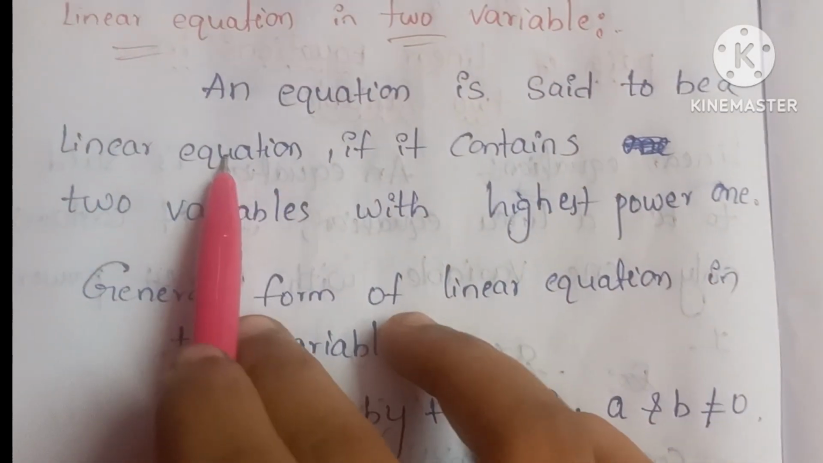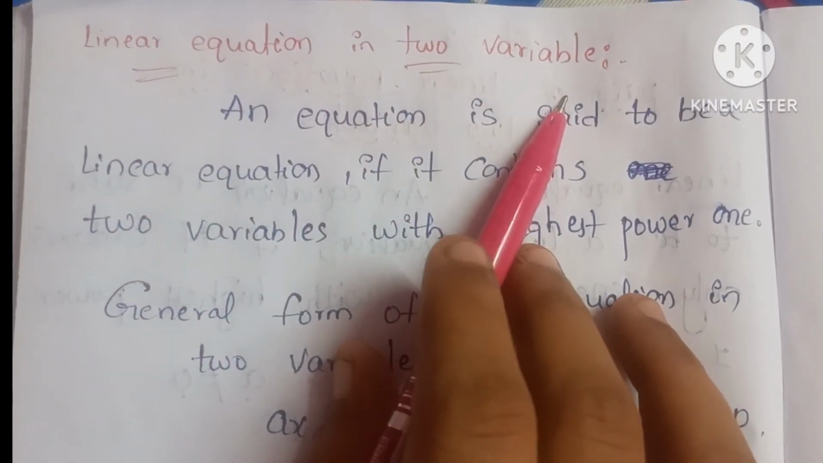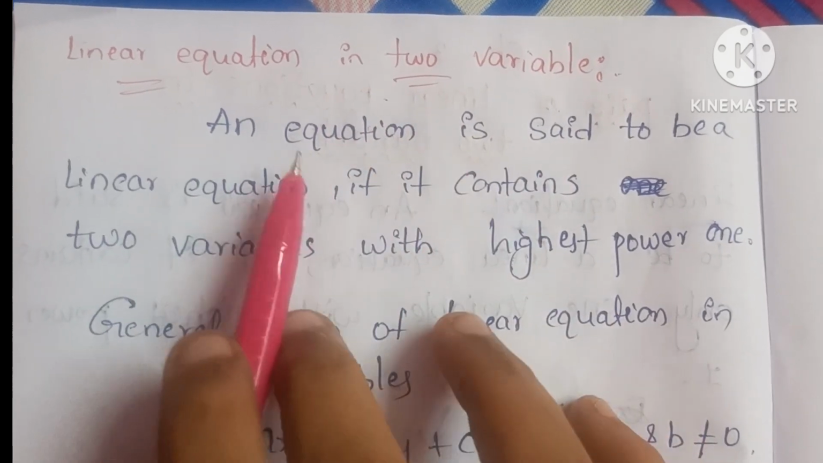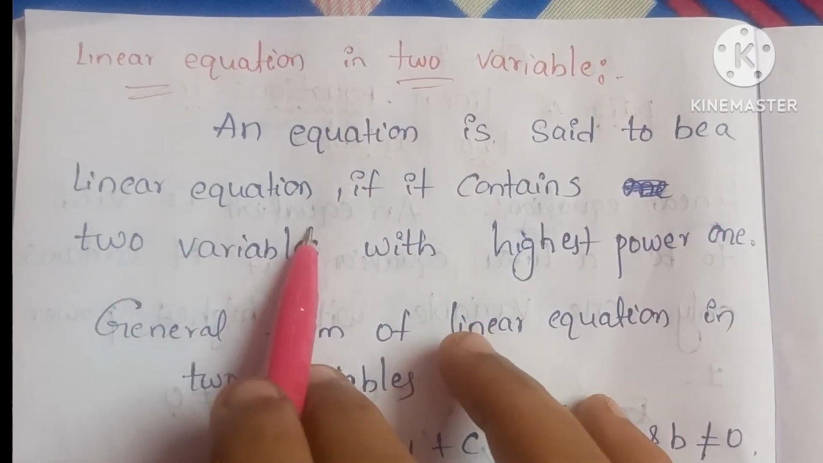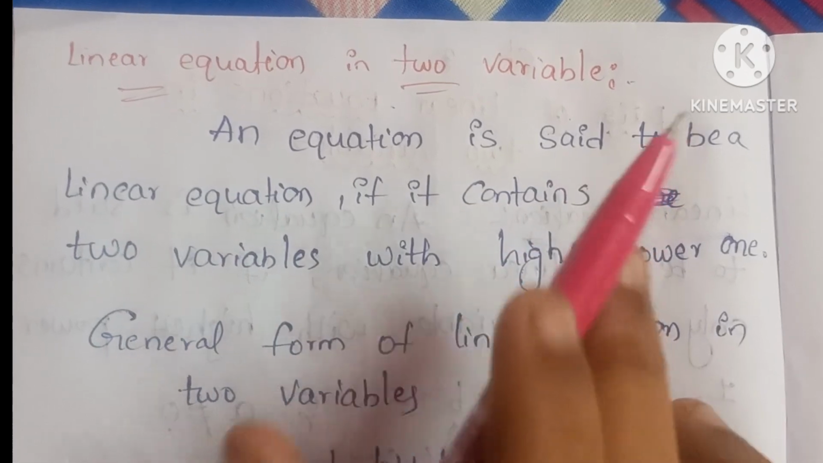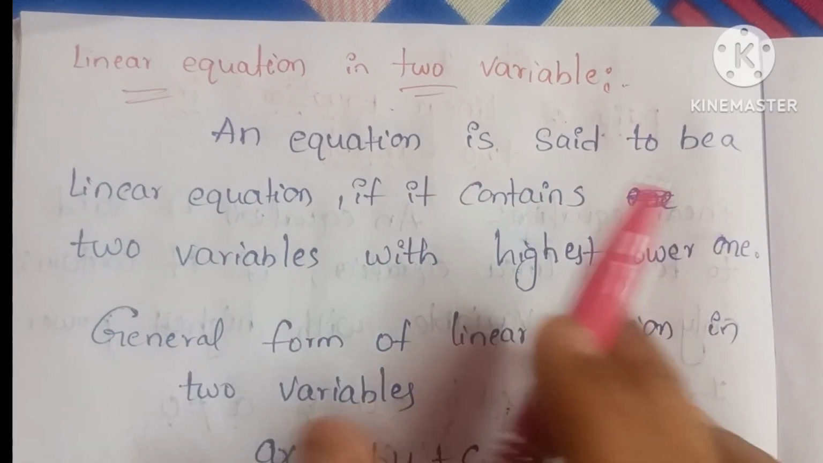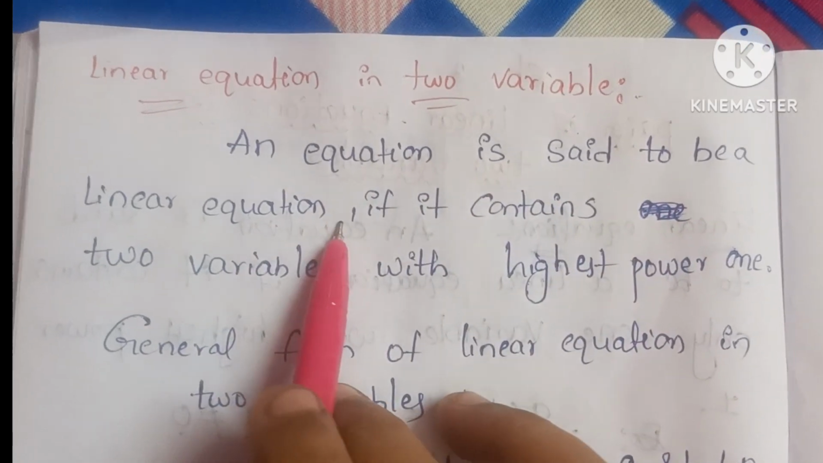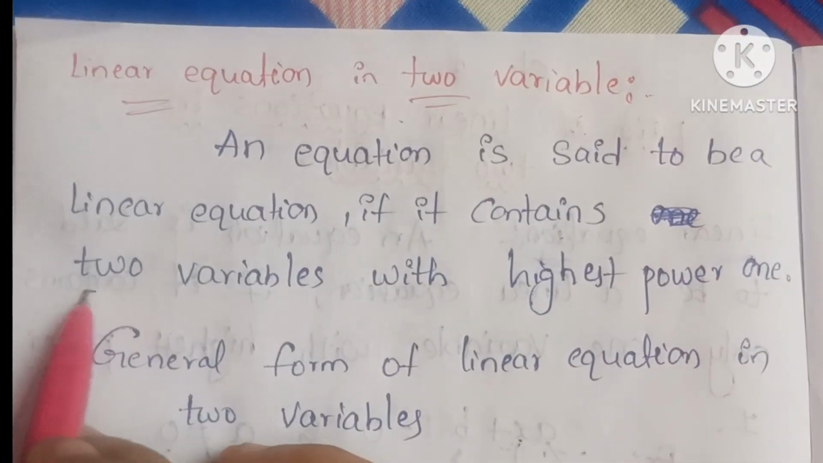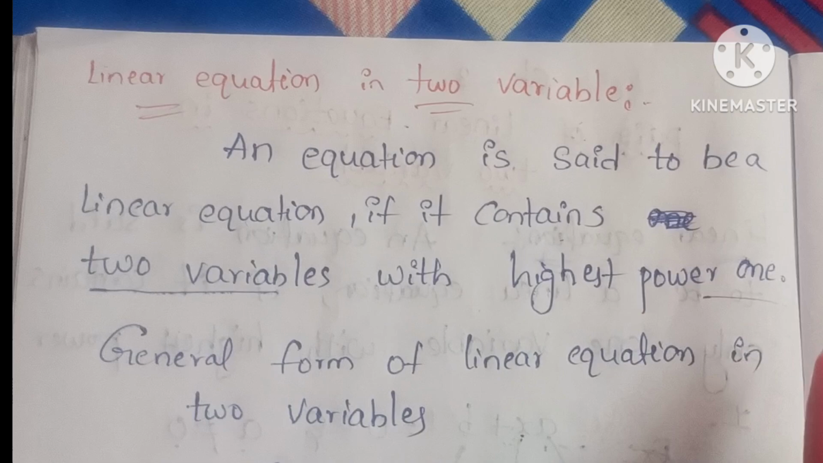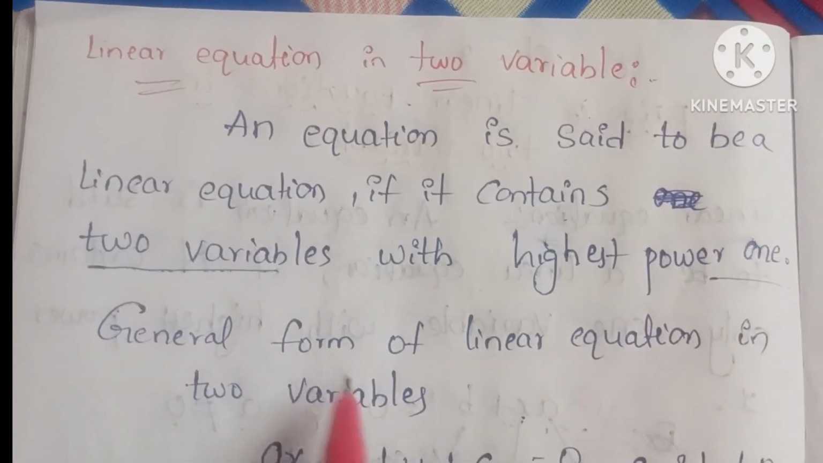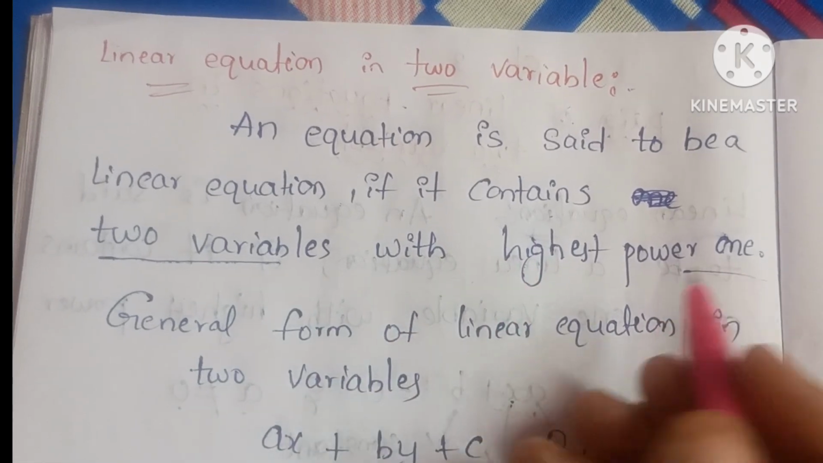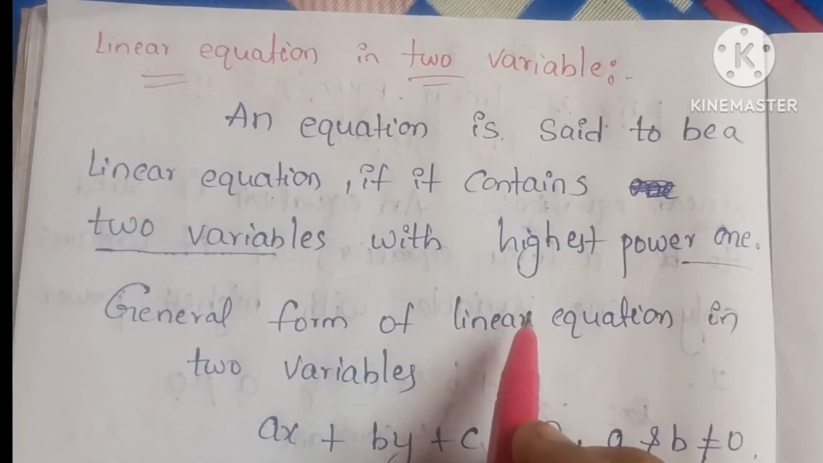Next one, linear equation in two variables. Before, we already did what is a linear equation in one variable. An equation is said to be a linear equation if it contains one variable with highest power 1. But with two variables, an equation is said to be a linear equation if it contains two variables with highest power 1. What is the general form of the linear equation in one variable? ax plus b equals 0 and a not equal to 0.